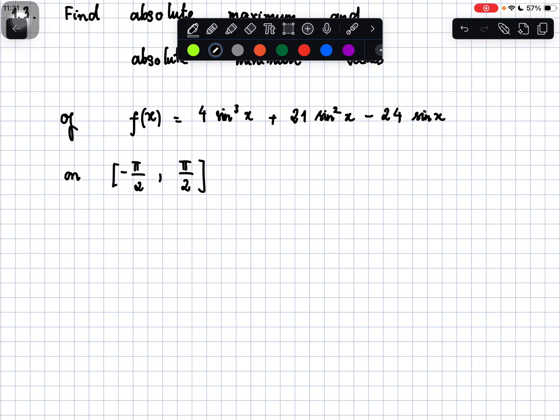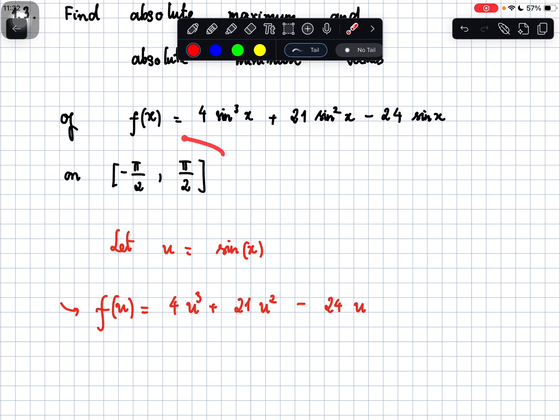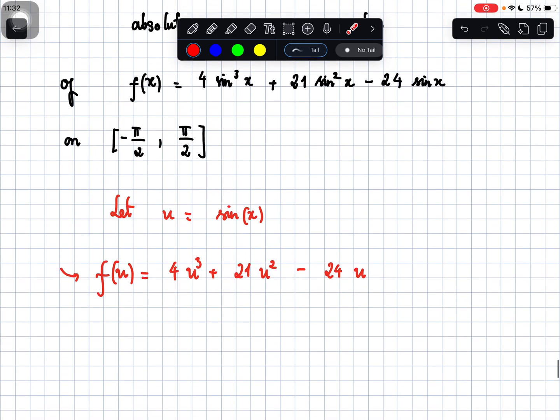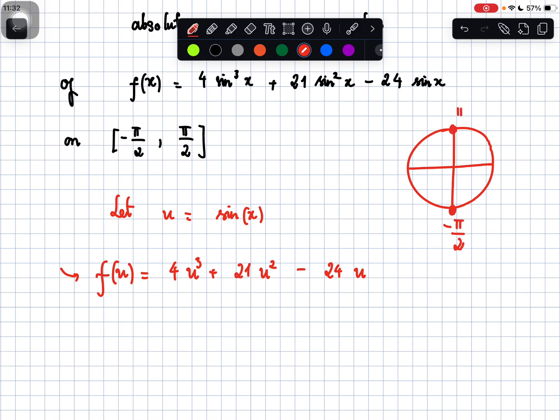So I can let u be sine of x, and I can write f of x as a new function with a new variable, f of u equals 4 times u cubed plus 21 times u squared plus 24 times u, and u between, now we have x between minus pi over 2 to pi over 2, u equal to sine of x. So x between minus pi over 2 to pi over 2.